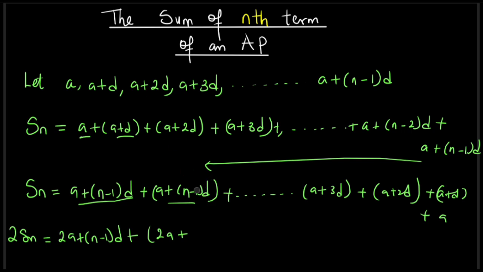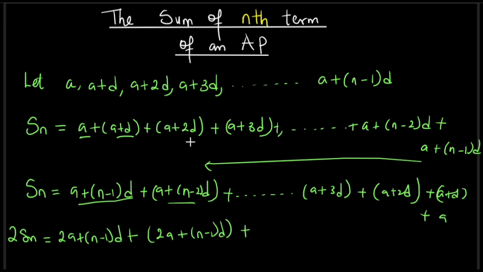I'm sorry about that. This should be minus 2. So I have 2a. This is nd minus 2d. When you add d to minus 2d, you have d. So you have n minus 1d.